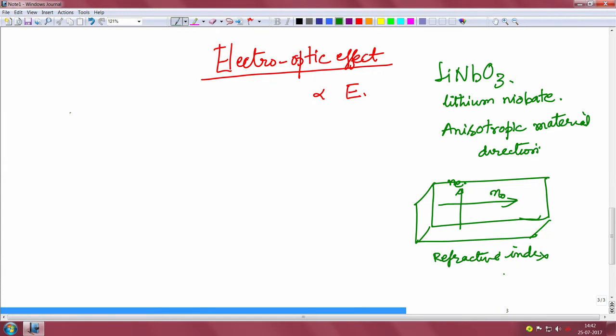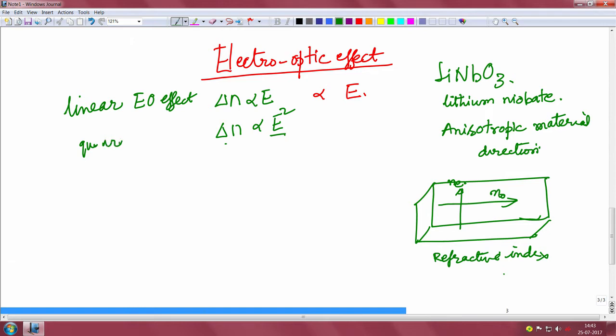So, first let us call it linear electro-optic effect. Linear electro-optic effect means delta n is a function of electric field alone, and if delta n is a function of the square of electric field or the intensity of the field, we can say that the intensity is proportional to E square. So, if the refractive index change is proportional to the intensity of the electric field, then it can be called a quadratic effect.